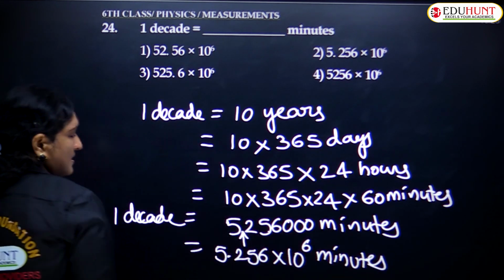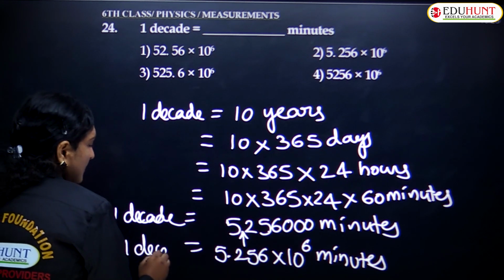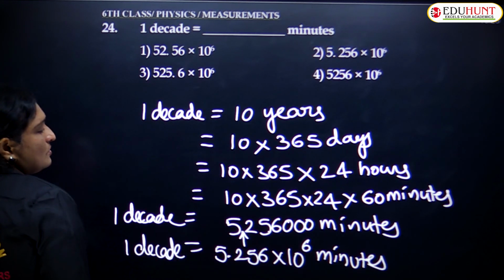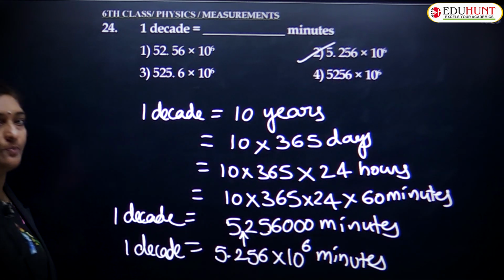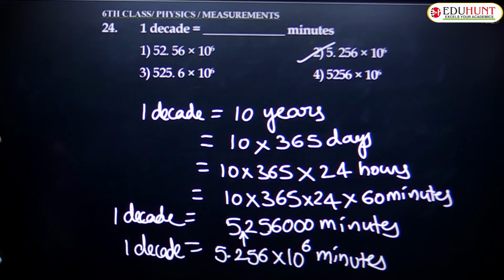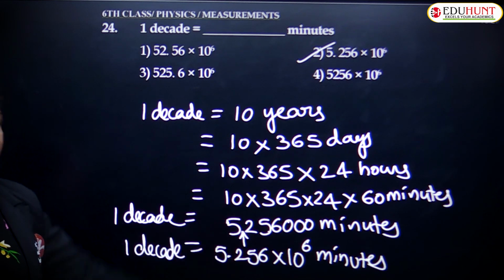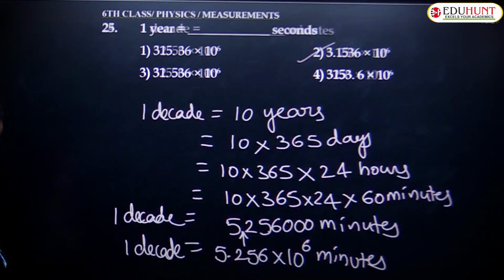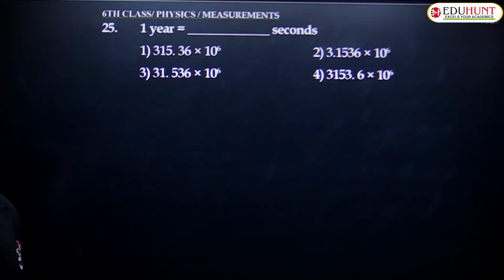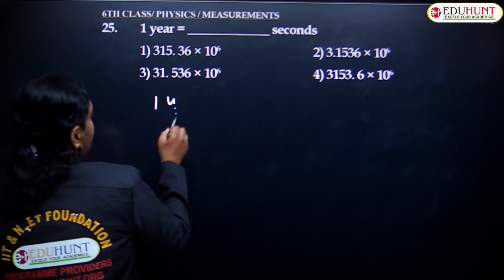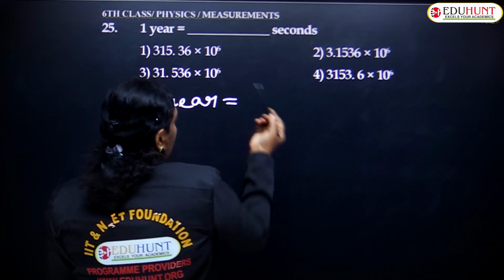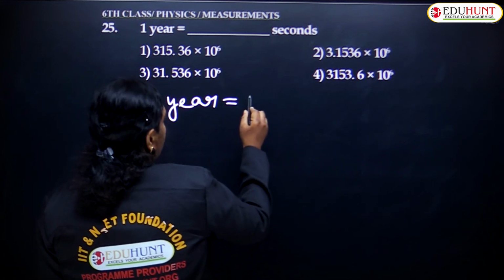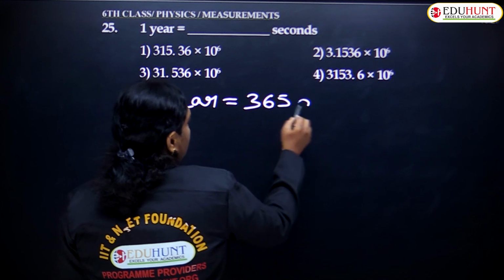So 1 decade is equal to 5.256 into 10 power 6 minutes. Where is the answer? Here it goes, second option. Okay. So you need to multiply, children, to get the answer. Next. 1 year is how many seconds? Again we need to calculate. 1 year is equal to, first of all write in days. How many days? 365 days.